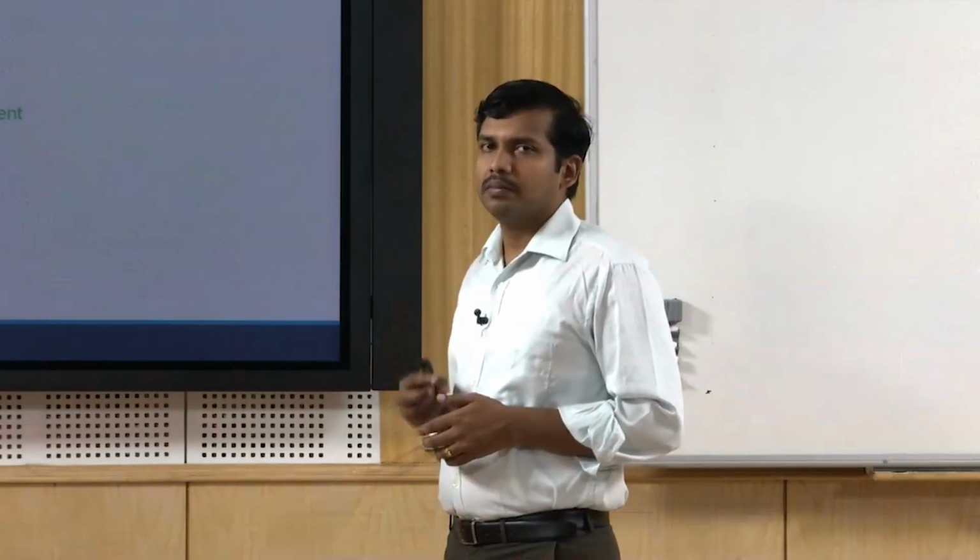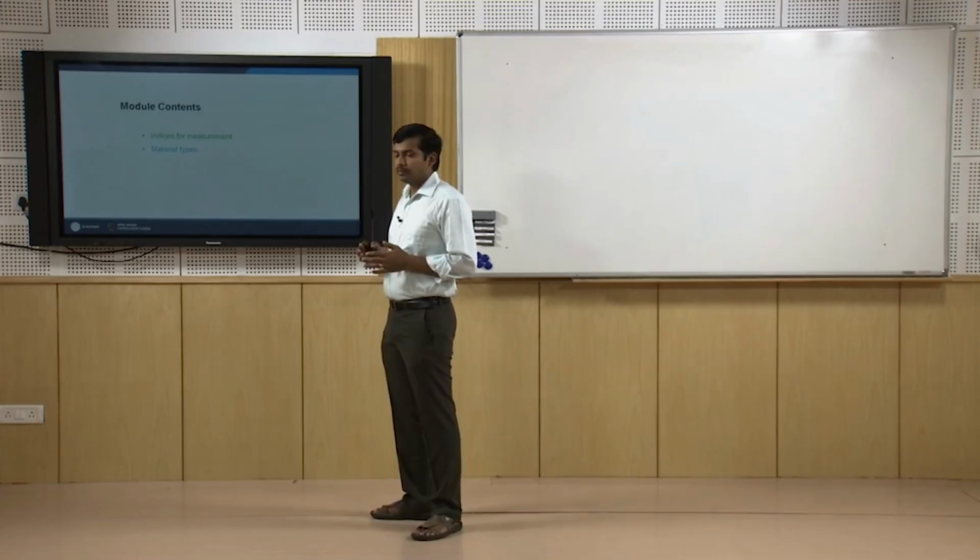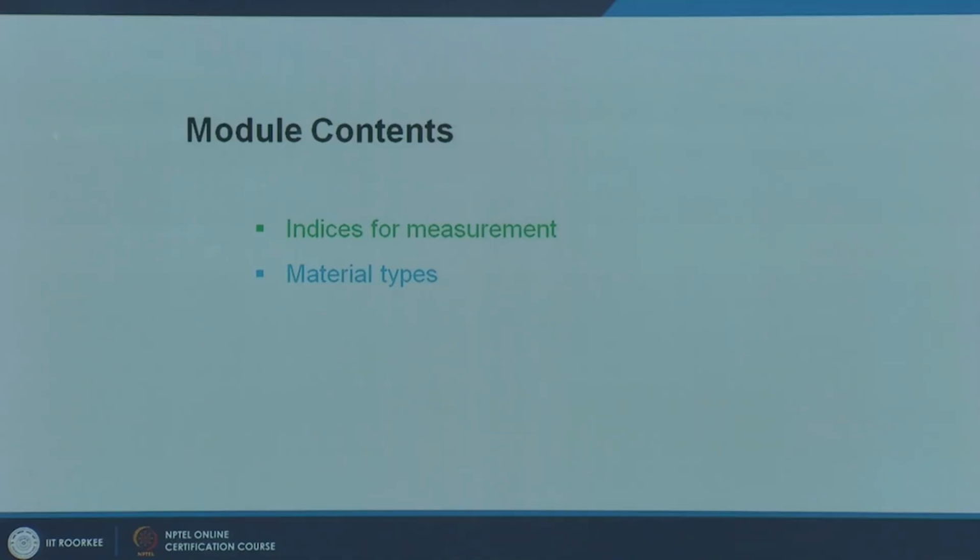So this module will primarily focus on types of acoustic material, absorbing materials, insulating materials. Primarily we will be starting with indices for measuring. What parameter should we look at? Say if you have to select from a list from a seller, what parameter you should be keenly looking for, and then what are the types of materials available and their specific applications.